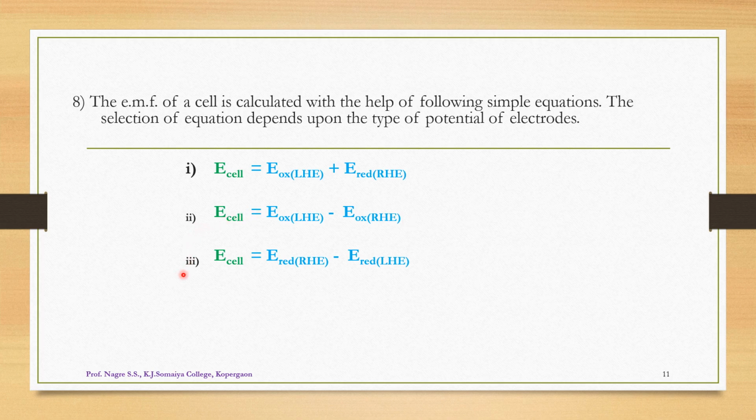The third equation is commonly used when the reduction potentials of both the electrodes are given. In that case, E cell is calculated as E cell is equal to the reduction potential of the right hand electrode minus the reduction potential of the left hand electrode. So these are the three simple equations commonly used for calculating the EMF of a cell, and they are used depending upon what type of potential of electrodes is given. So choose the appropriate equation to calculate the EMF of the particular cell.